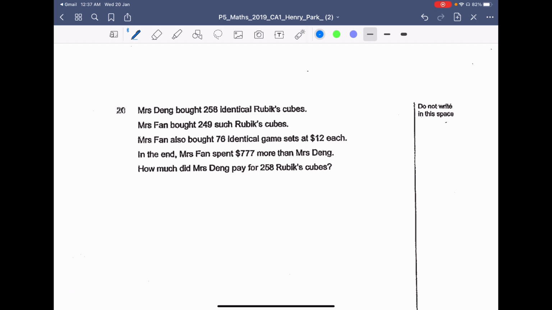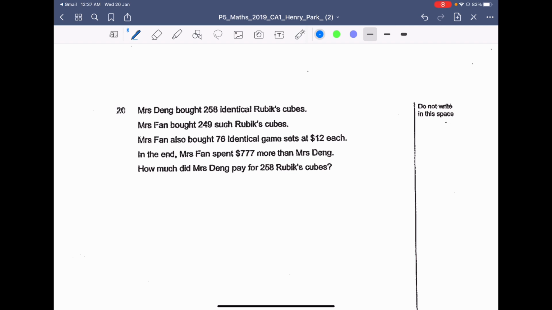So for question 20, Mrs. Deng bought 258 identical Rubik's Cubes. Mrs. Fan bought 249 such Rubik's Cubes. Mrs. Fan also bought 76 identical game sets at $12 each. In the end, Mrs. Fan paid $777 more than Mrs. Deng. How much did Mrs. Deng pay for 258 Rubik's Cubes?